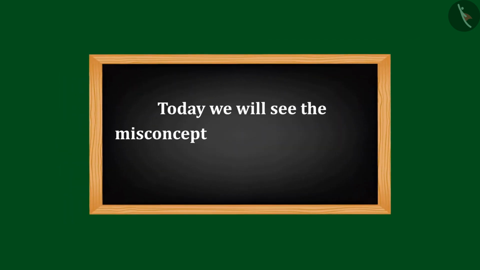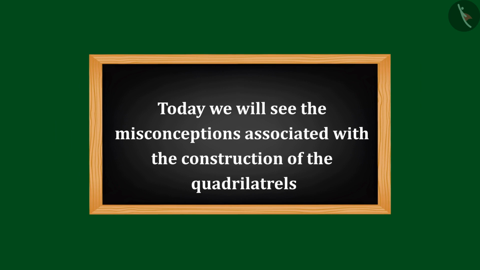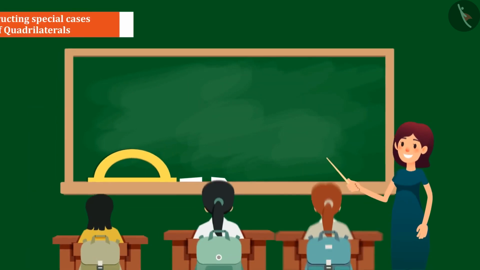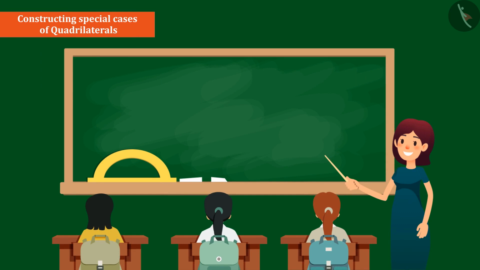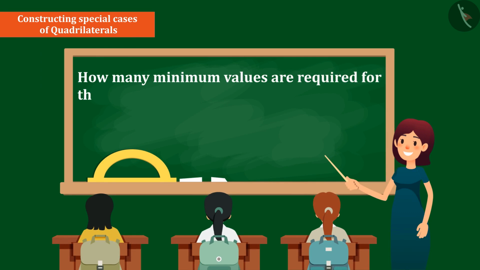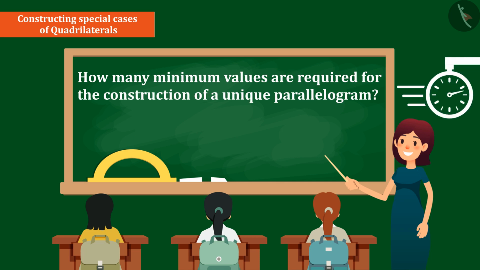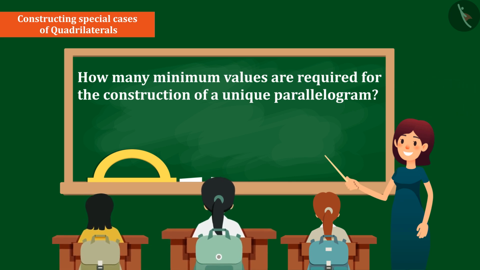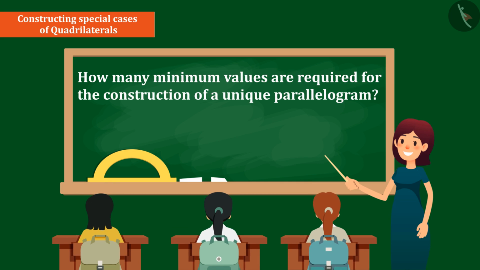Today, we will see the misconceptions associated with the construction of the quadrilateral. The teacher asks this question in class. How many minimum values are required for the construction of a unique parallelogram? The answers of Charu, Meera, and Sonia are as follows. Charu 5, Meera 2, Sonia 3. Can you tell whose answer is correct and why?